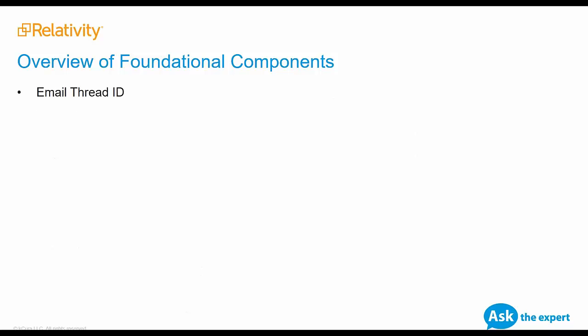So just quickly going through some of these foundational components: the email thread ID, the inclusive email concept, and the email duplicate spare. These are important to make sure you have a good mental model or understanding of them as we dive into the email thread visualization itself.